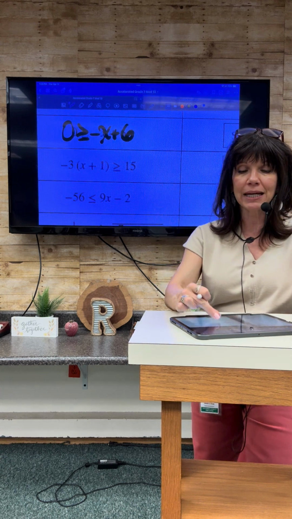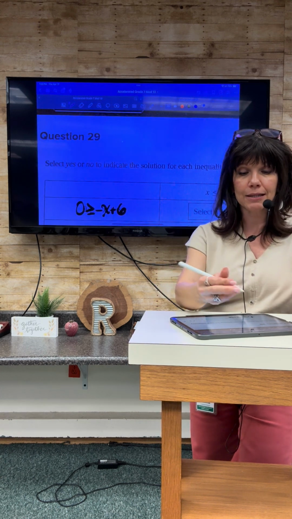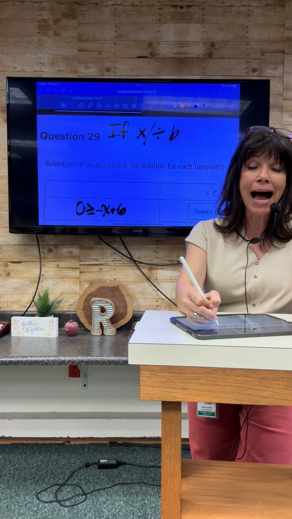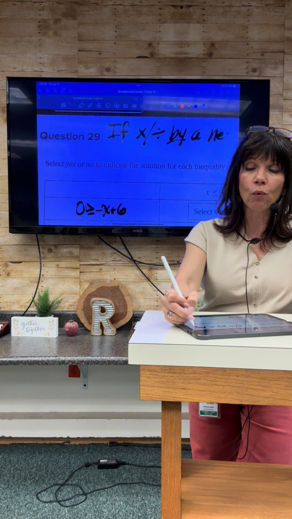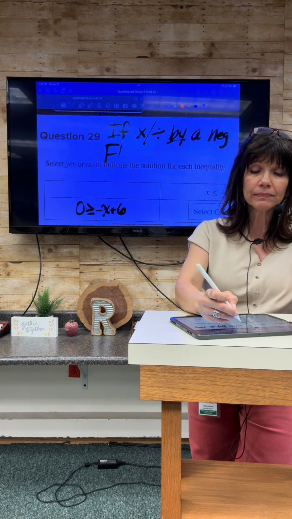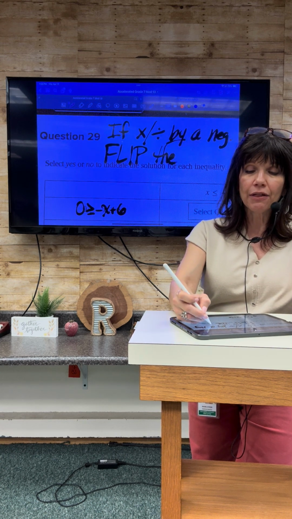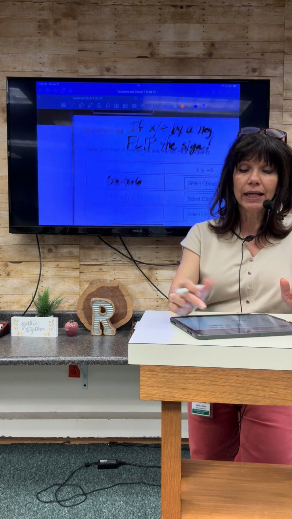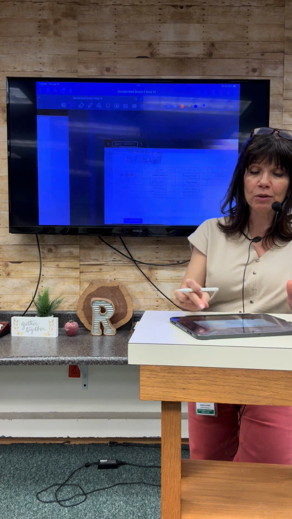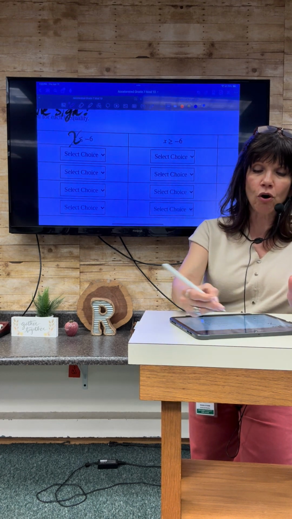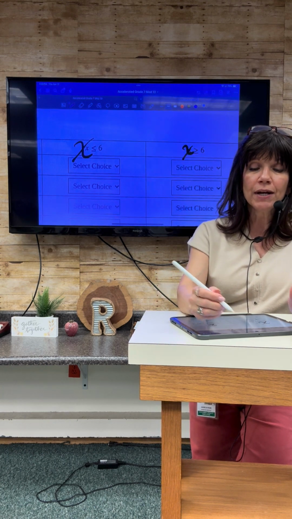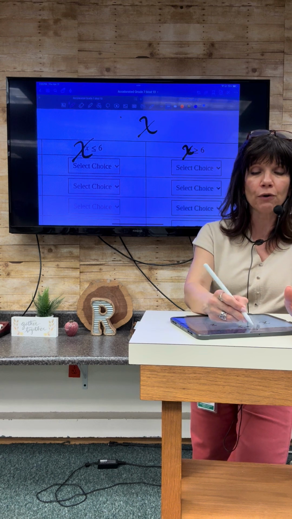On your paper, please write 0 is greater than or equal to negative x plus 6. Now, guys, before we begin this, remember these two things. If you multiply or divide by a negative, what do you do with the sign? Flip the sign. Also, what do you notice about all of the answer choices? What is always listed on the left? The x. But on some of the items you solve, the x might end up over on the right.